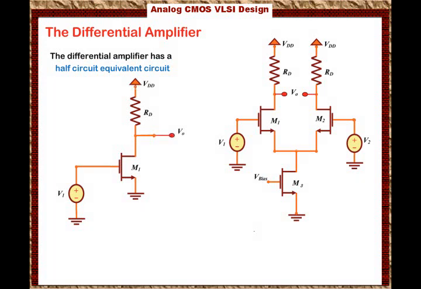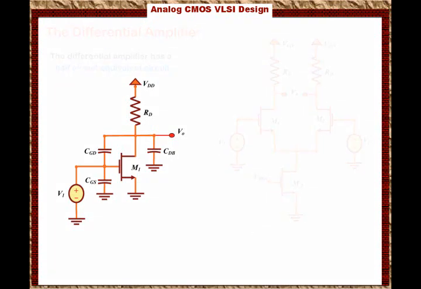Now we're going to add capacitors for this transistor. We know that there is a capacitance called CGS, which is from the gate to the source, and then we have another capacitance called CGD, which is from the gate to the drain, and another capacitance called CDB, which is from the drain to the body, as we've shown you here.